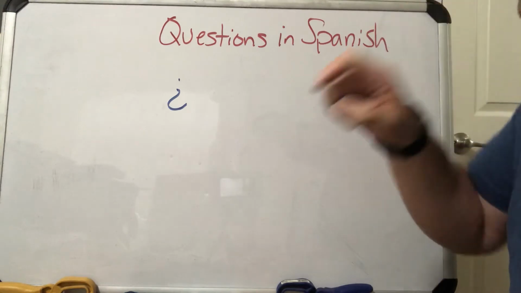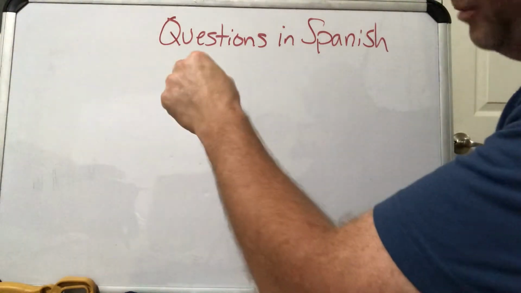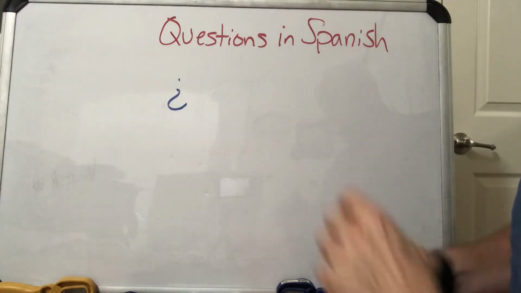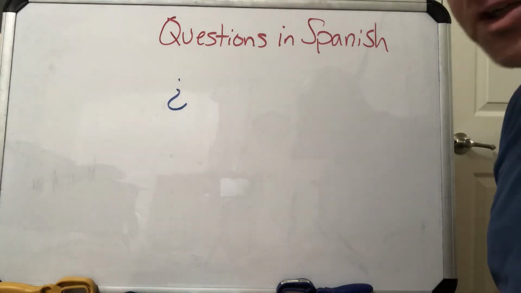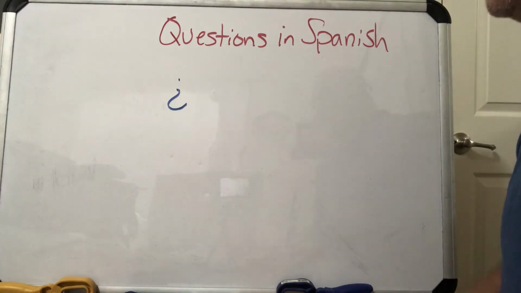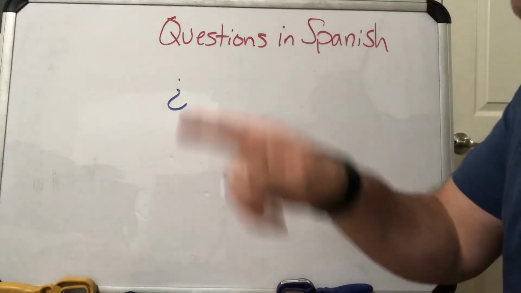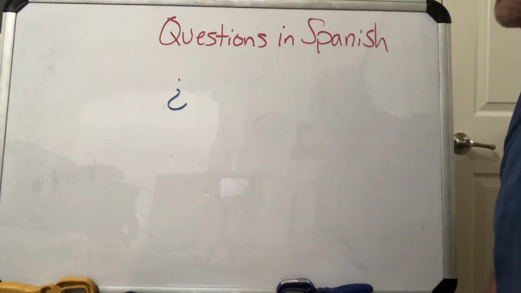I always find it's easier to write them if you start at the bottom and go up like I did on that one, rather than if you try and start at the top, it looks like an unfinished D. But anyway, so that's how I write them. Start at the bottom and then wind your way up. Put a little dot there, okay?